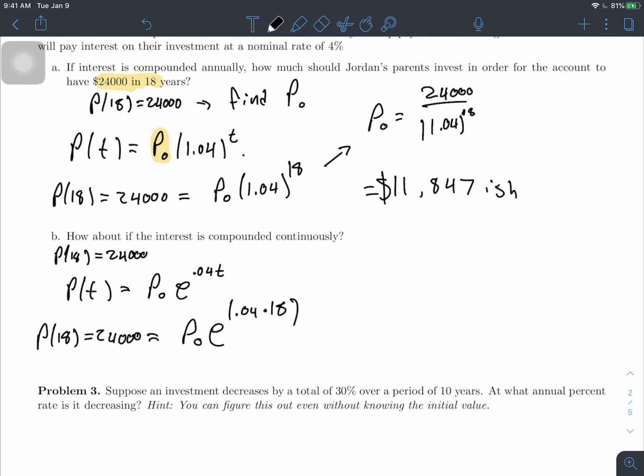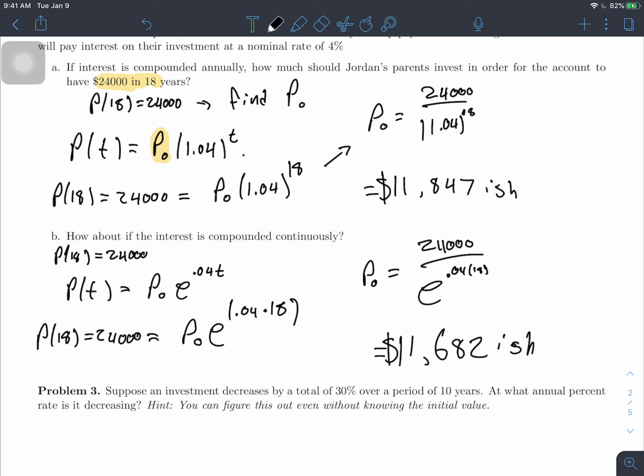So if I multiply that out, then I can just divide both sides, and wind up with P naught equals 24,000 divided by e to the 0.04 times 18. With the help of a calculator, I can figure out that's going to be $11,682-ish. By ish, I mean there are some decimals which are too long to possibly write out.